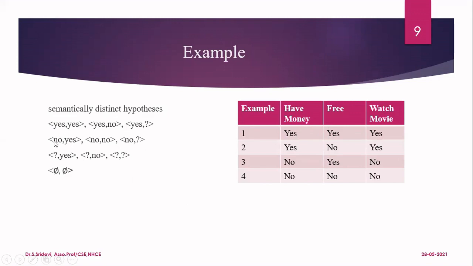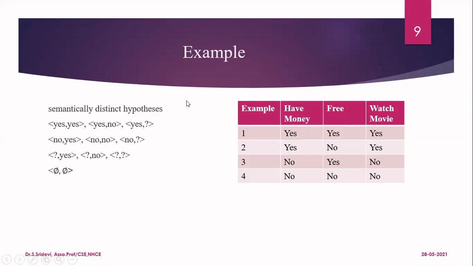For the first attribute, I have one more option as no. So no yes, no no, no question mark. Now for the first attribute, the third possible option is question mark. So question mark yes, question mark no, question mark question mark. Then another is for rejecting all the instances, that is nothing but null null.